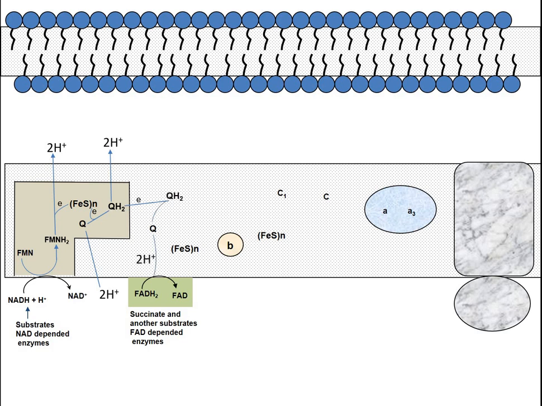Reduced ubiquinone moves to the third respiratory complex, to cytochrome C1. But cytochrome can accept only electrons. That's why 2 protons will be pumped into the intermembrane space. Ubiquinol returns into the oxidized state.